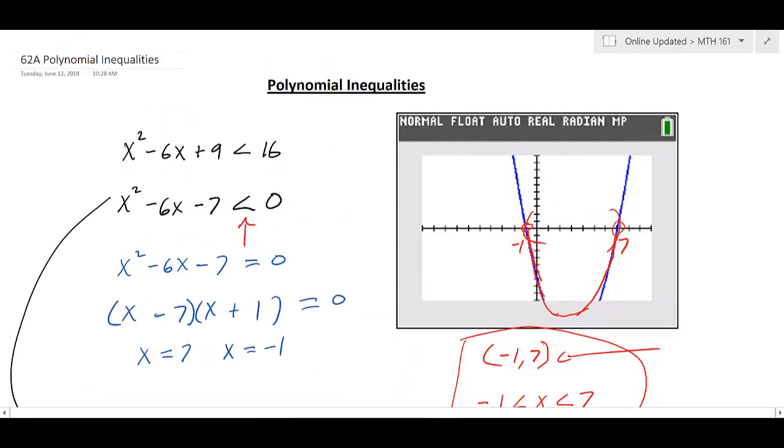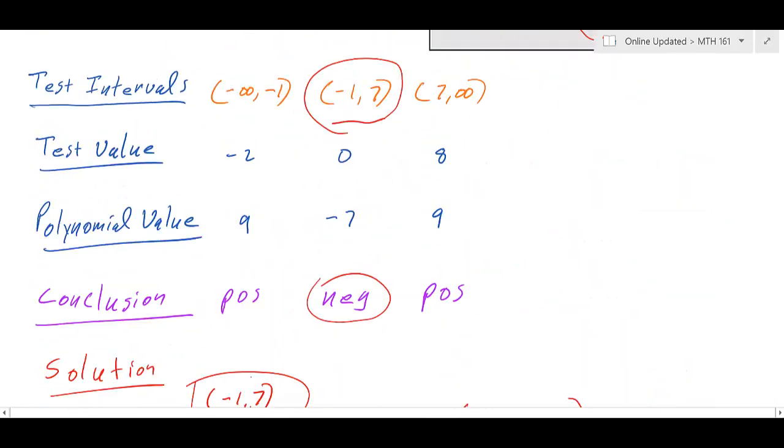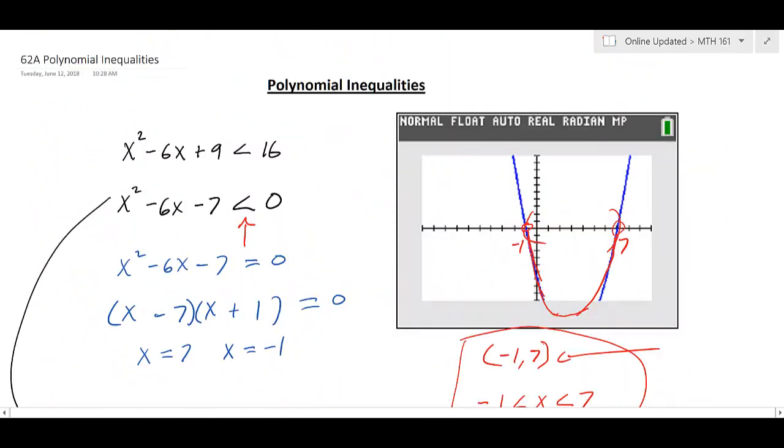positive 7. So in the next couple of videos, you'll see some more examples of polynomial inequalities, and keep in mind we're looking at all of the values that are going to be either less than 0 or possibly less than or equal to, or greater than or equal to 0.